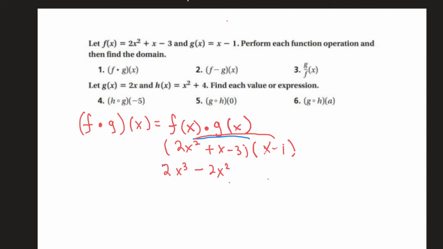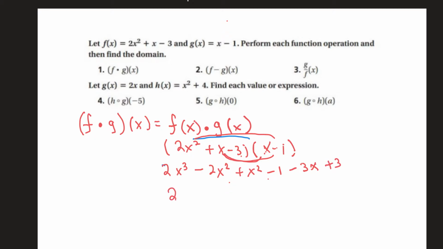Then I'm going to multiply x times x, which is going to give you x squared. And then I'm going to multiply x times negative 1, which gives you negative x. I'm going to multiply negative 3 times x, which is going to give you negative 3x. And then negative 3 times negative 1 gives you positive 3. And I'm going to go ahead and combine like terms.